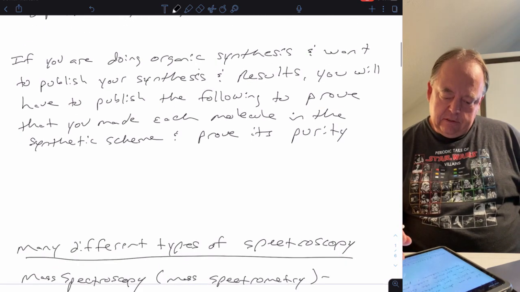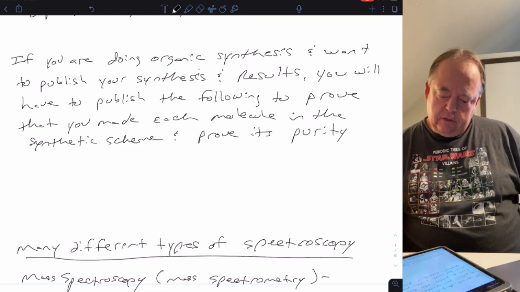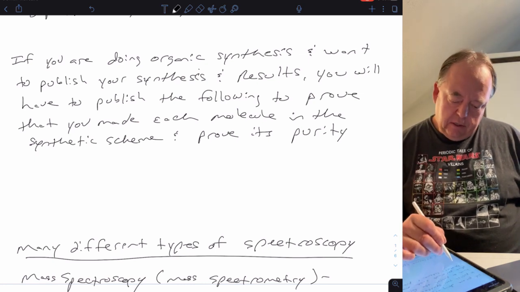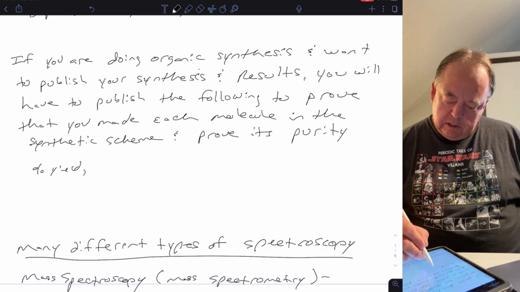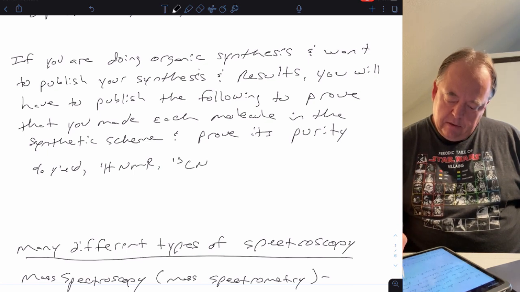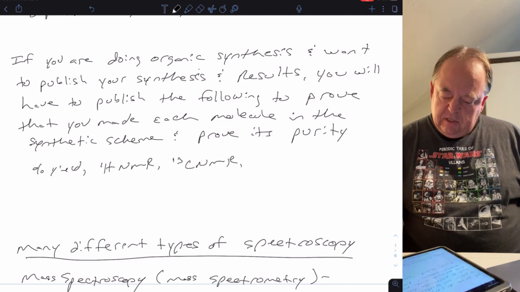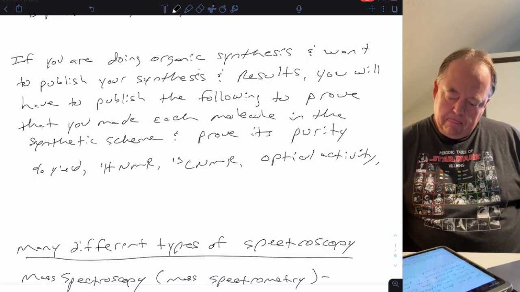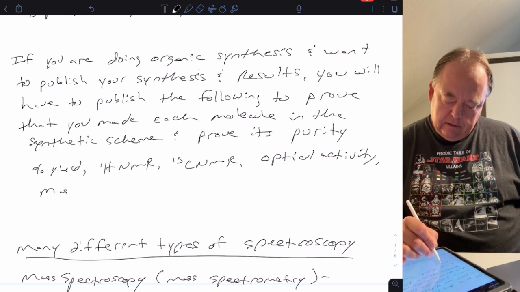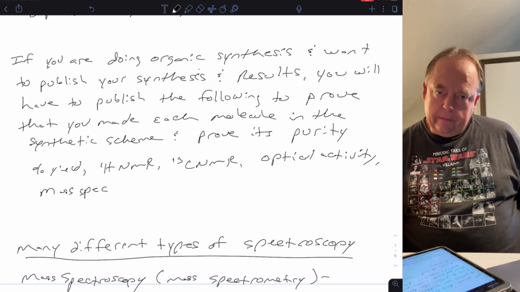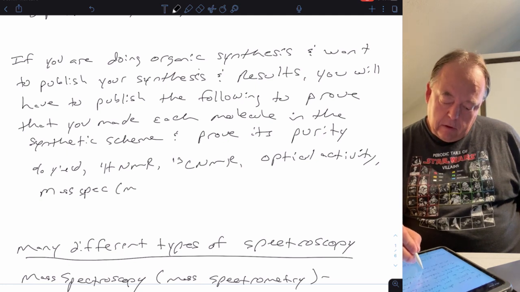If you're doing organic synthesis and you want to publish your synthesis and your results, then you will have to publish the following about your molecule. Well, this is not related to spectroscopy, but the percent yield. Related to spectroscopy, you're going to have to publish the proton NMR, the carbon-13 NMR. If it's chiral, the optical activity. You're going to have to determine the mass spec results. As we'll see, mass spec can be used to determine the formula of a molecule, and it will determine the molar mass of a molecule.